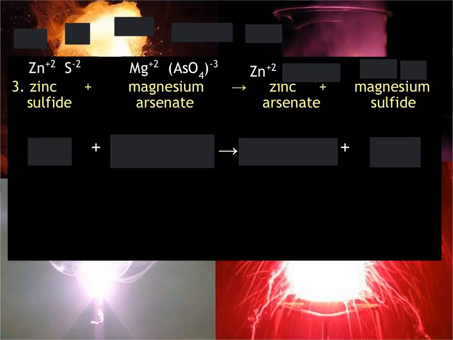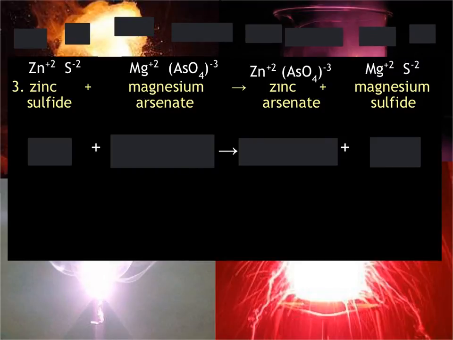On our product side, zinc will have a +2 charge, and that arsenate, of course, will have a -3 charge. Magnesium +2 and sulfide -2. So you can see this is a double replacement reaction. Basically, our components are kind of switching partners. So for the formula, this is a 1-to-1 ratio, zinc is +2, sulfur is -2, so I'm going to need to have one of each of them.